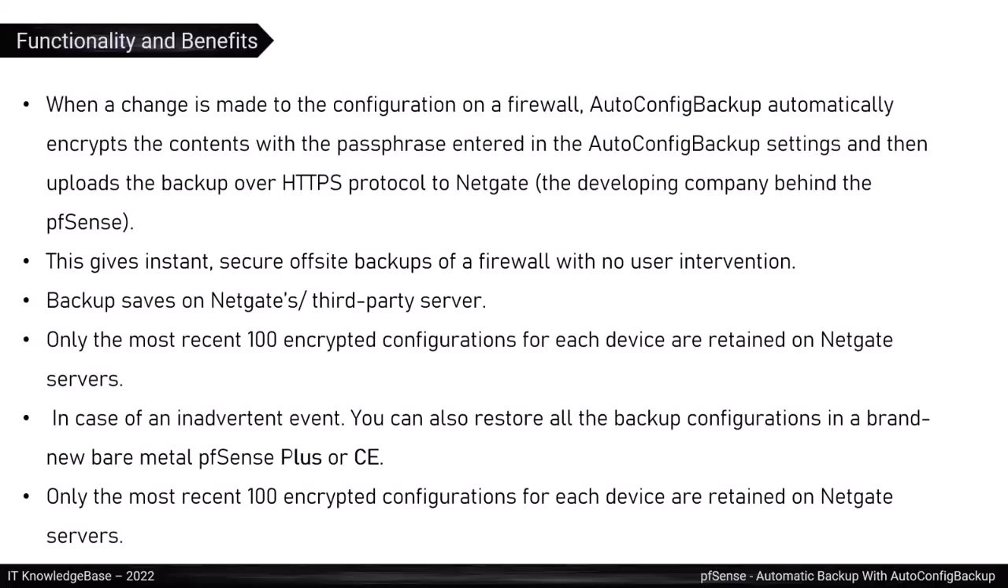Functionality and benefits. When a change is made to the configuration on a firewall, AutoConfig Backup automatically encrypts the contents with the passphrase entered in the AutoConfig Backup settings, and then uploads the backup over the HTTPS protocol to Netgate, the company developing pfSense. This gives instant, secure offsite backups of a firewall with no user intervention. The backup is saved on Netgate's third-party server. Only the most recent 100 encrypted configurations for each device are retained on Netgate servers.